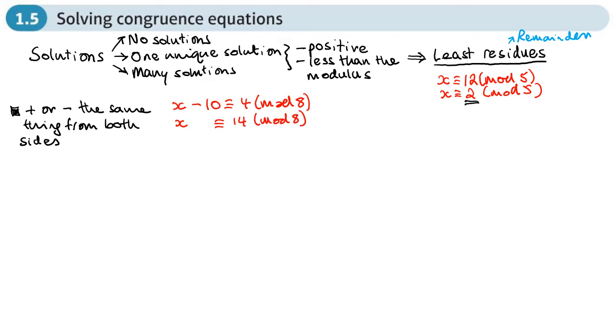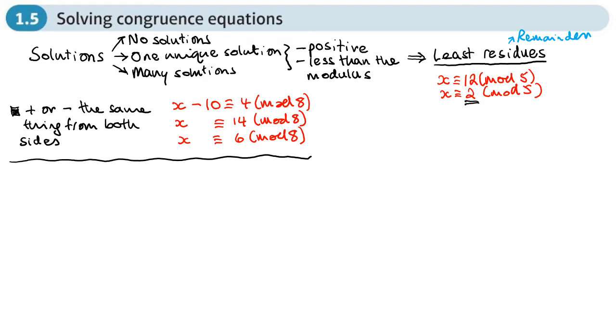I would need to change that solution to a least residue solution. So I take off multiples of 8. In fact, I only need to take off one 8 to get to 6. So that will be the solution for that equation. So we can add or subtract the same thing from both sides.